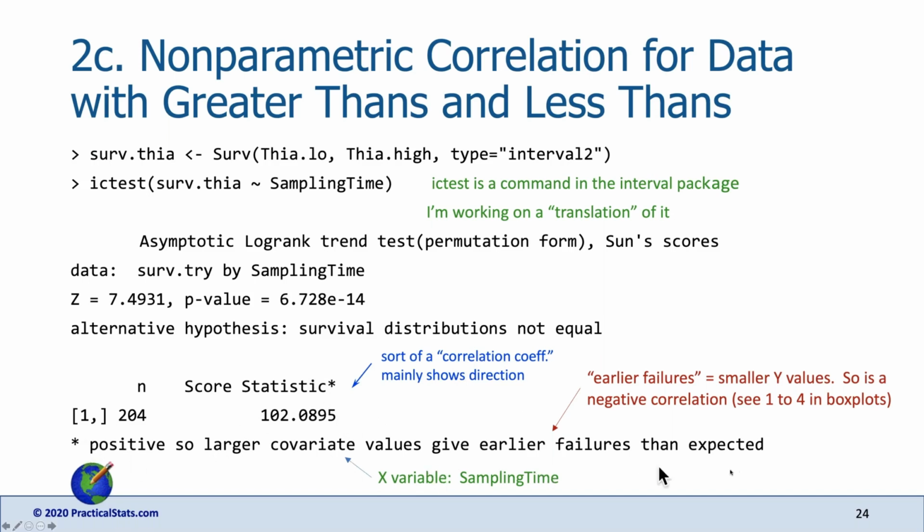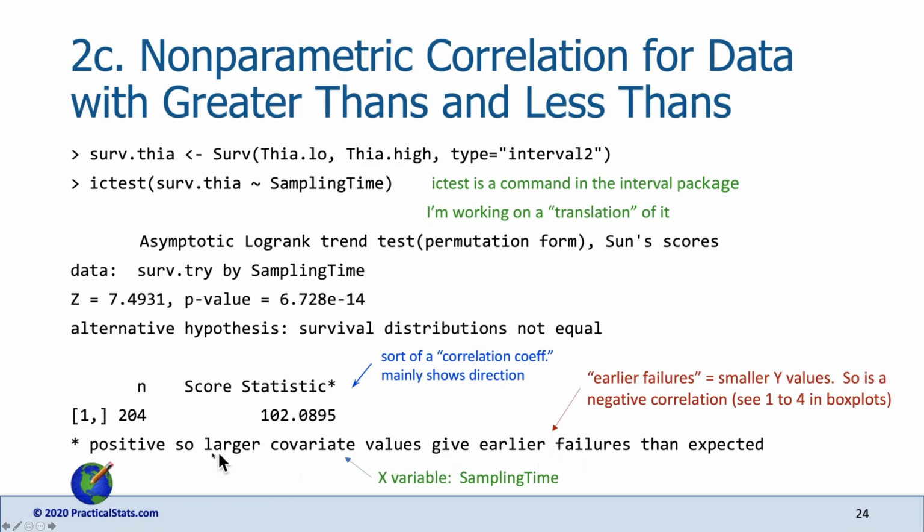So here's the text that comes back out. This is fine, and it's very standard for people that are only dealing with greater thans, because that's what they deal with largely in medical statistics. It says this score statistic is positive. That means larger covariate values give earlier failures than expected.